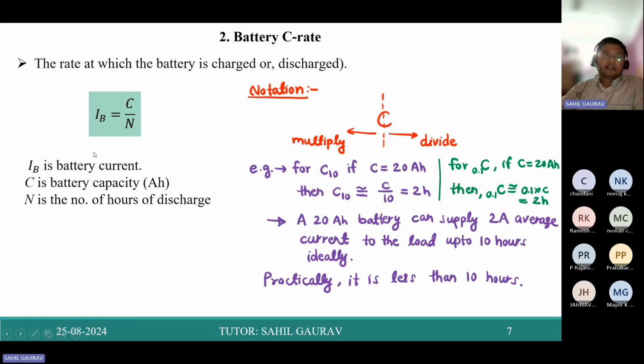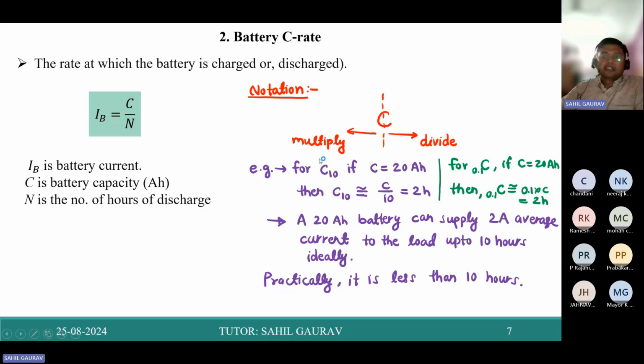So this capacity, this battery current and the number of hours of discharge can be related by this relation. Here I_B is the battery current, C is the battery capacity in ampere hour, or the charge capacity of the battery, and N is the number of hours of discharge. You just need to remember the SI units of the values.